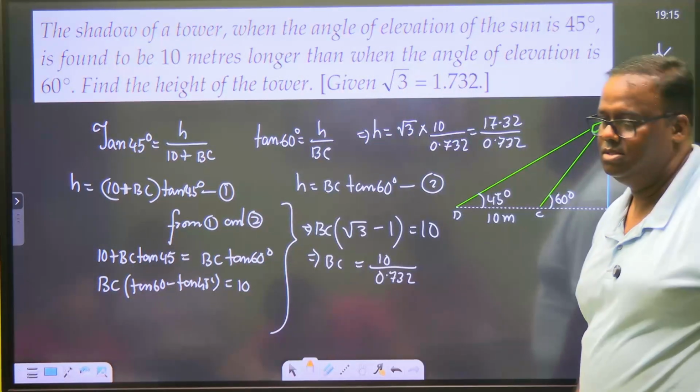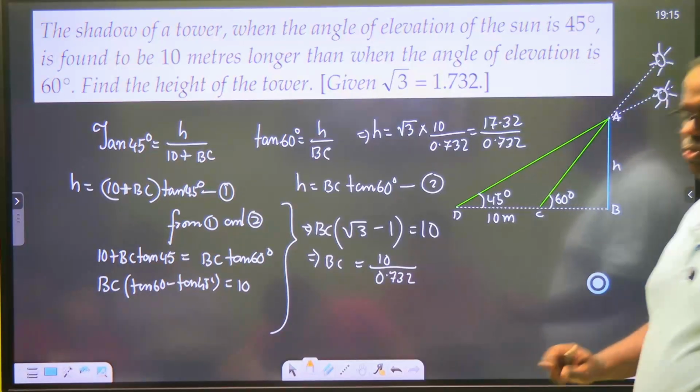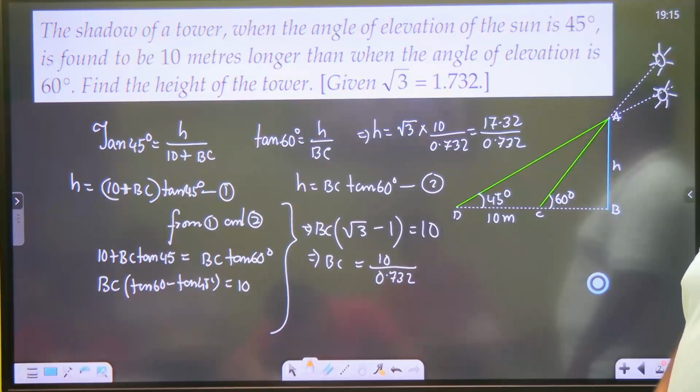Okay. The next question, I will not draw the diagram for the first 2-3 minutes. Okay. You try to draw, all of you, because you have to attempt the diagram.